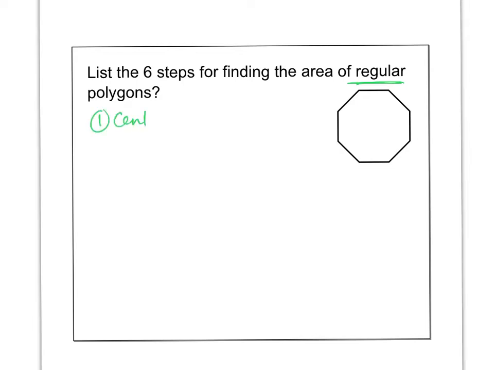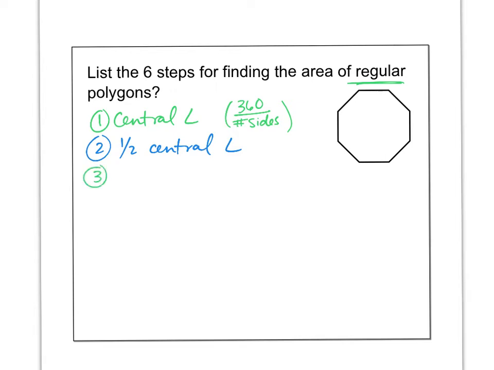Step 1 is you find a central angle. And so normally you have to do 360 divided by the number of sides. Step number 2 is you're going to take half of the central angle. So whatever your answer was in number 1, you take half of that central angle. Step number 3 is you find the base of a triangle. Okay, so remember, if you have a polygon, what you're going to do is you're going to find the area of one triangle in that polygon and then multiply by however many sides the polygon has. And so the base of the triangle would be this right here.